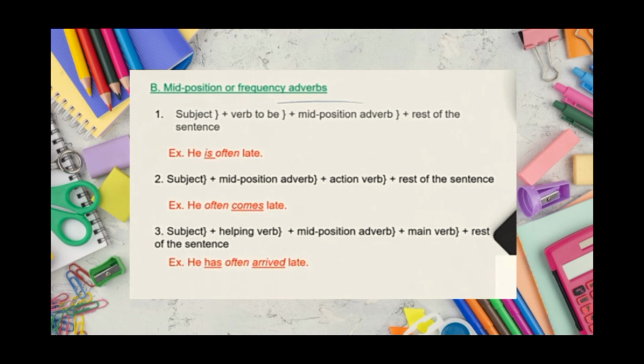Letter B, mid position or frequency adverbs. First one, subject plus verb to be plus mid position adverb plus rest of the sentence. Example, he is often late. Subject, mid position adverb plus action verb plus rest of the sentence. Example, he often comes late. Subject plus helping verb, mid position adverb plus main verb plus rest of the sentence. Example is, he has often arrived late.